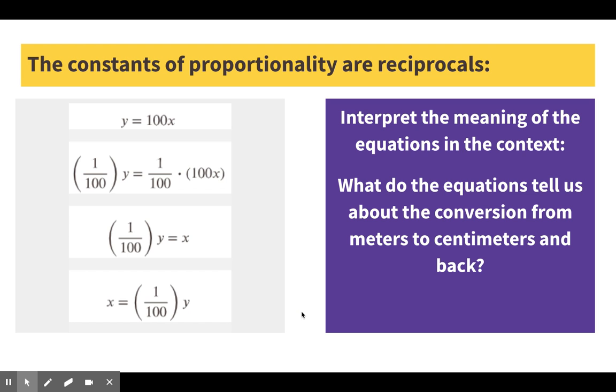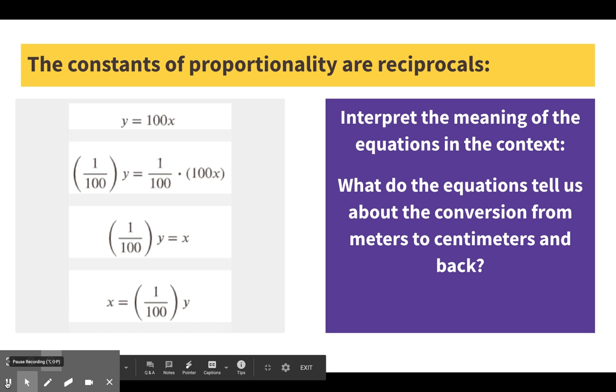Okay, let's go ahead and talk about this next slide. It says the constants of proportionality are reciprocals. So again, if I have the equation y equals 100x, the reciprocal of it will be 1 over 100. Okay, if I multiply both sides of that, I get the other equation. So when I multiply both sides by 1 over 100, it gave me some additional things to find a separate equation.